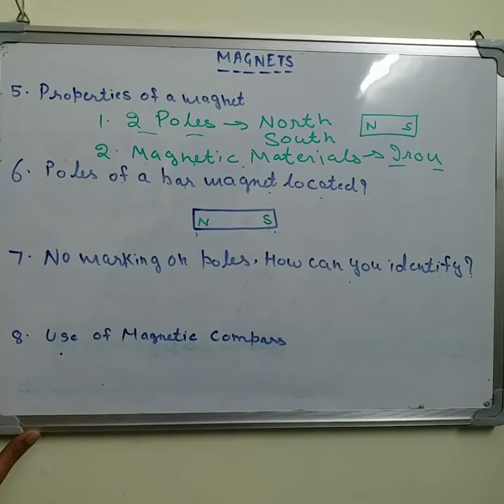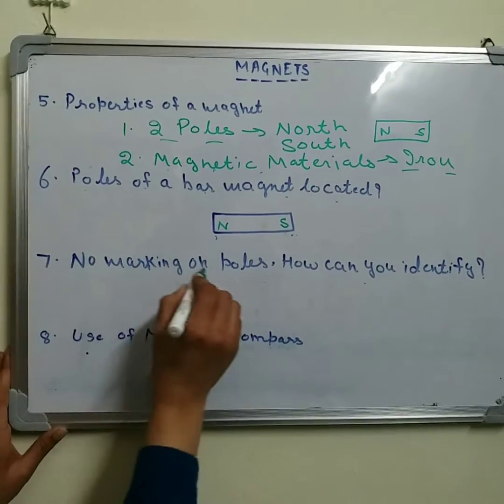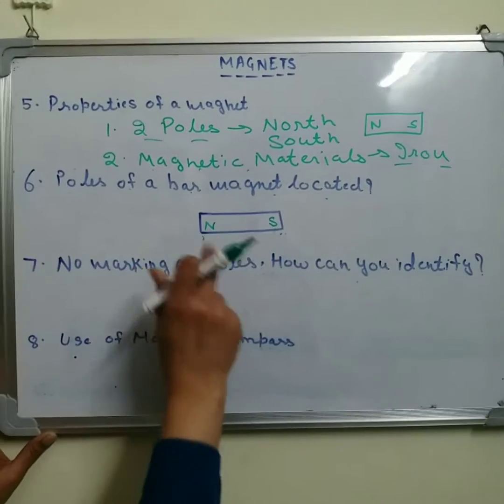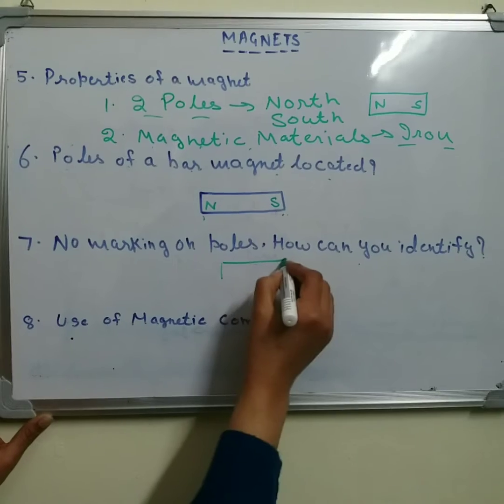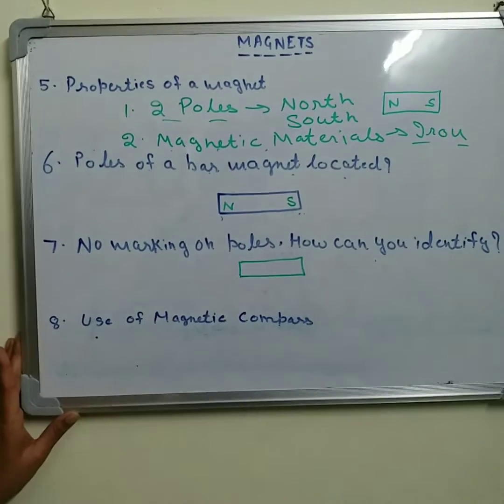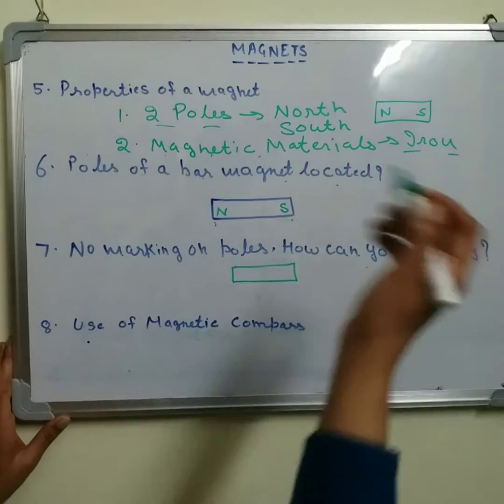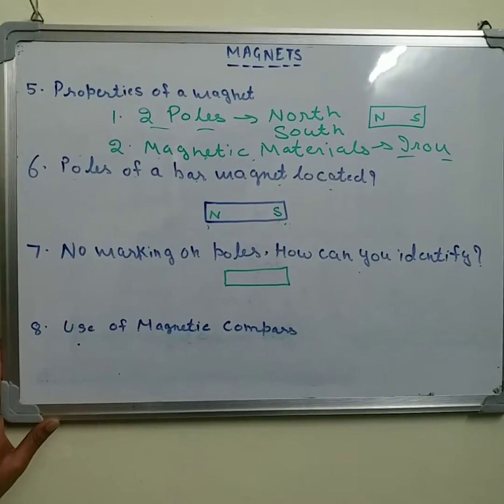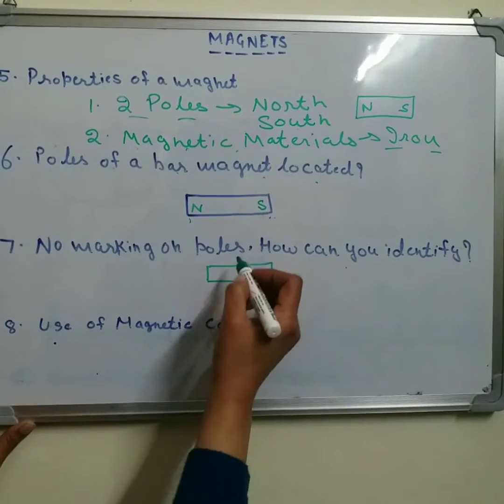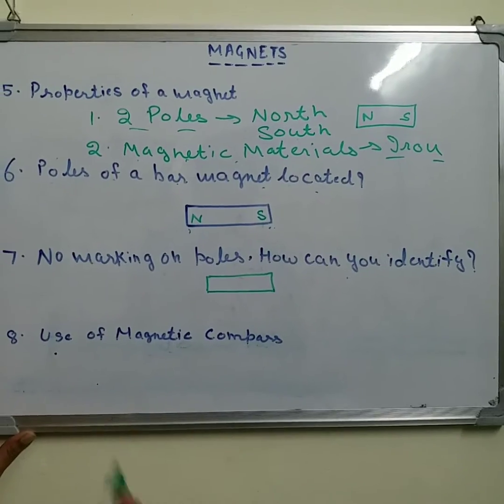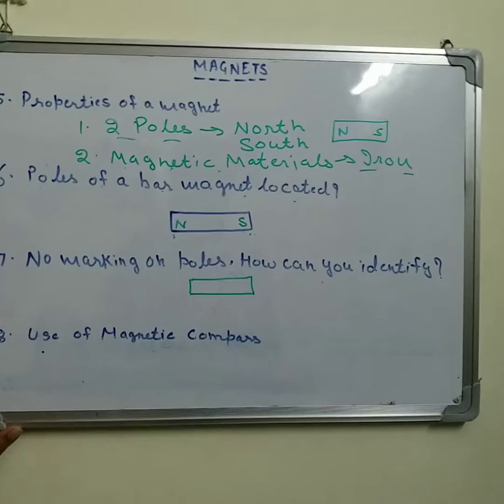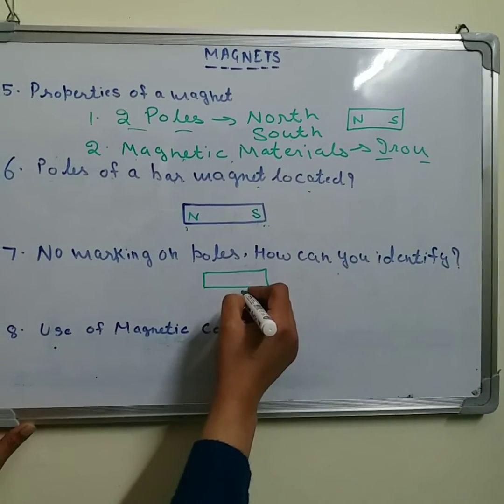Now the next one for you: there is no marking on the poles of a bar magnet. Means if you have a bar magnet and there is no marking on it to say this is a north pole or this is a south pole, how can you identify them? Is it tough? No, it's very easy. We can easily find out the poles of a bar magnet or any magnet, because it is a property of a magnet, a freely suspended magnet.